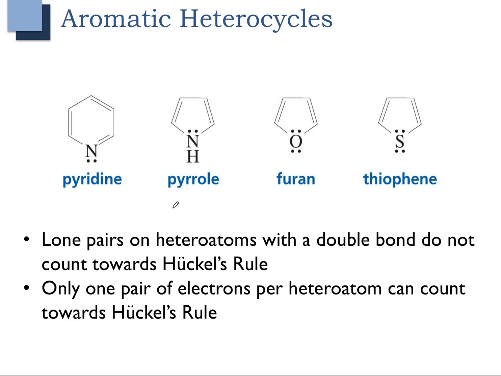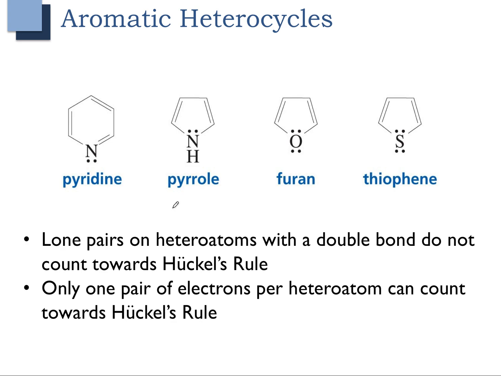In this video, we're going to talk about aromatic heterocycles. You can see that we have 4 examples of heterocycles here. And in each of these heterocycles, you'll notice that the tricky part is how we talk about the electron pairs, or how we count them towards Huckel's rule.